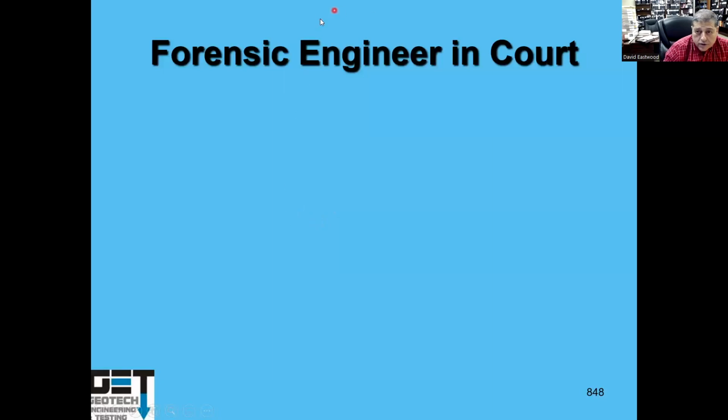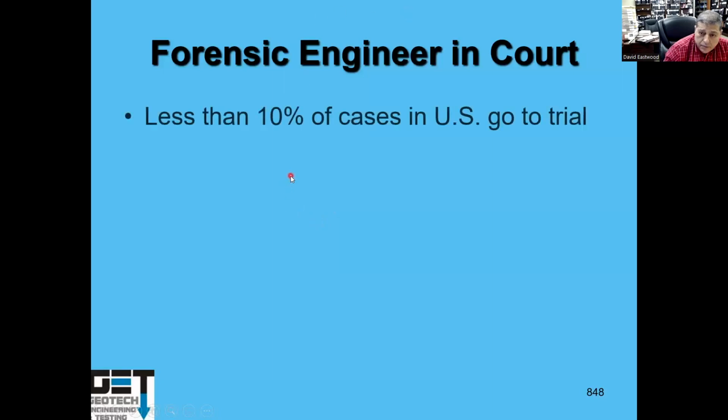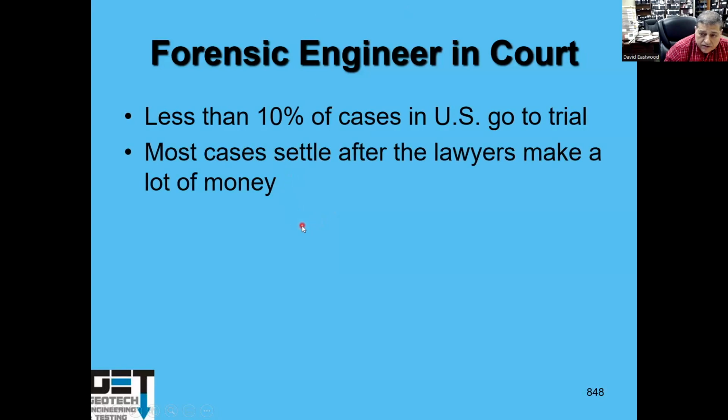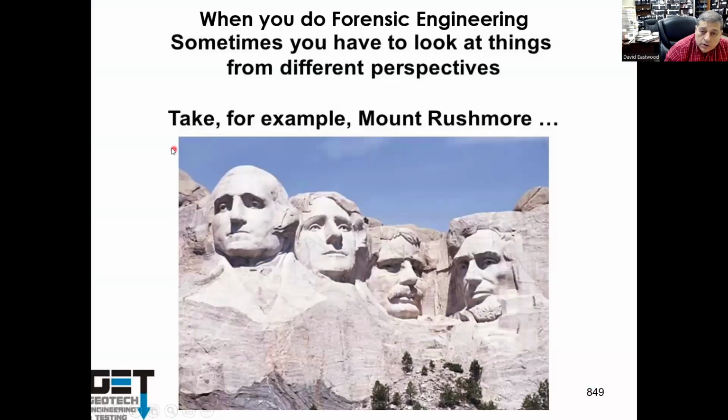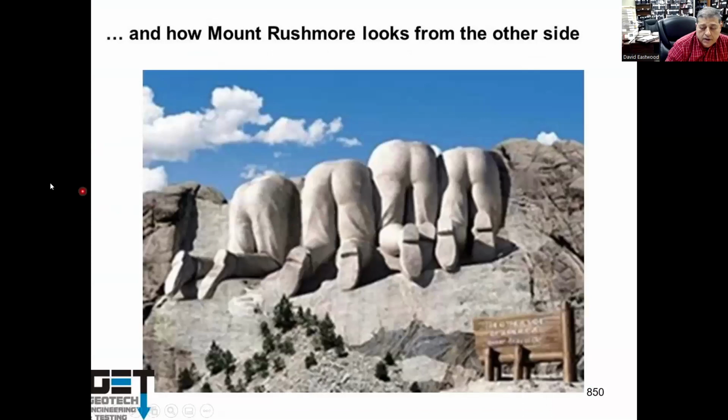Forensic engineering and courts. Less than 10% of the cases in the U.S. go to trial. Most cases settle after the lawyers make their money. For cases going to trial, the forensic engineer plays a major role. So when you do a forensic evaluation, you've got to look at things from different angles. For example, if you look at Mount Rushmore, this is the front, and here's the back.